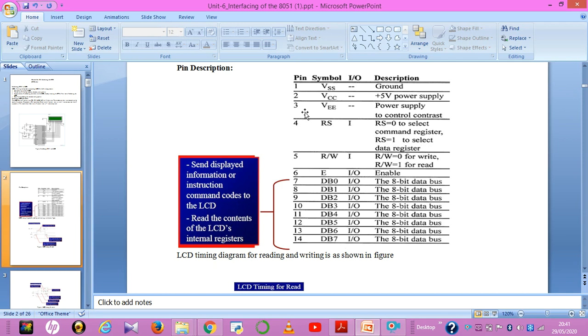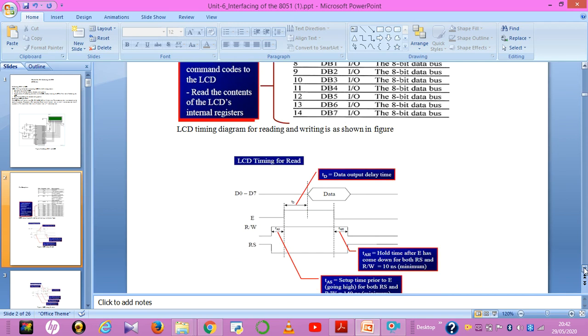The pin number 3 is VEE, that is nothing but the power supply to control contrast. The pin number 2 is VCC, plus 5 volt power supply. Pin number 1, VSS, is a ground pin. You need ground as well as power supply to make it on LCDs. This is the pin description of your LCDs.